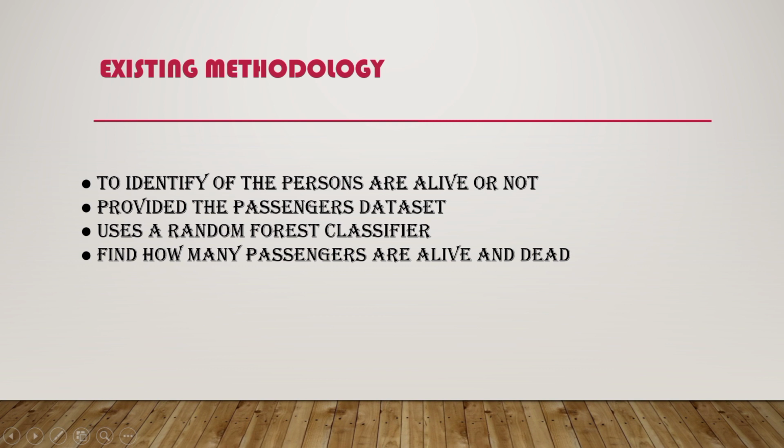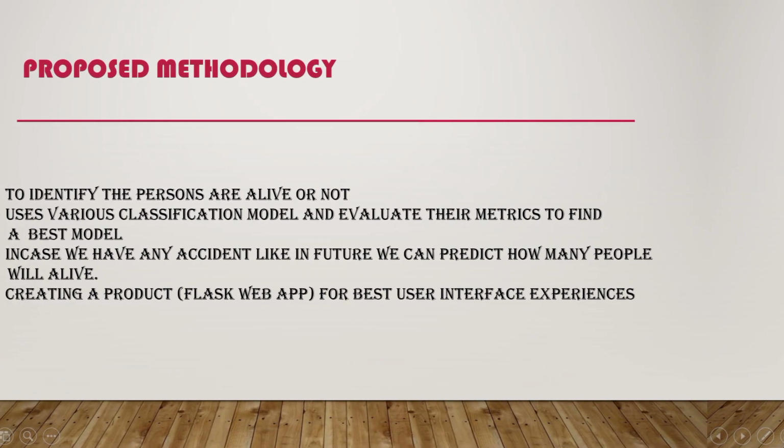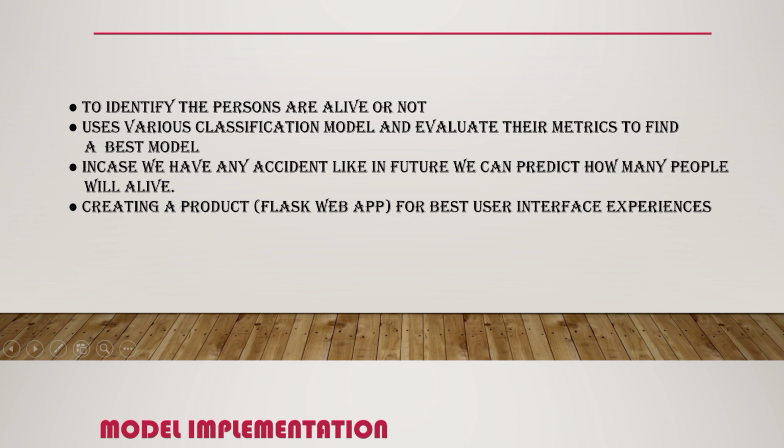Next, existing methodology to identify whether the person is alive or dead. Next, provided the passenger data set. Next, uses a random forest classifier. Random forest classifier combines the output of multiple decision trees into a single result. Next, proposed methodology to identify whether the person is alive or not. Uses various classification models and evaluates the best model. In case we have any accident in future, we can predict how many people will be alive.